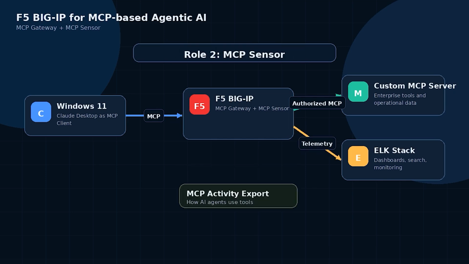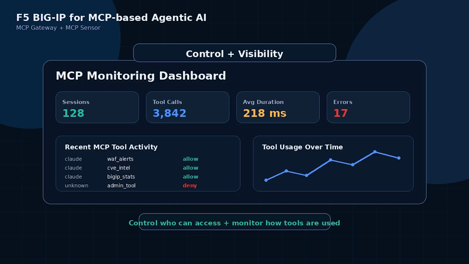First, Big IP acts as an MCP gateway, enforcing secure access through OAuth-based authentication. Second, Big IP acts as an MCP sensor, capturing detailed activity and exporting the telemetry to Elasticsearch for visibility and monitoring.